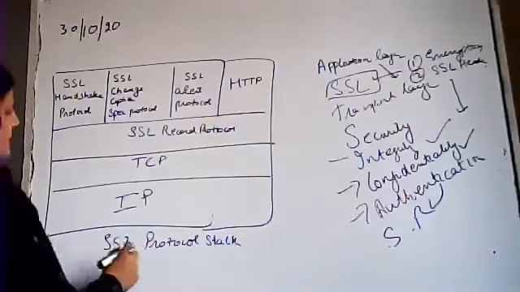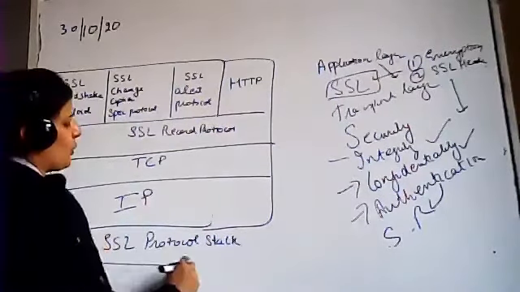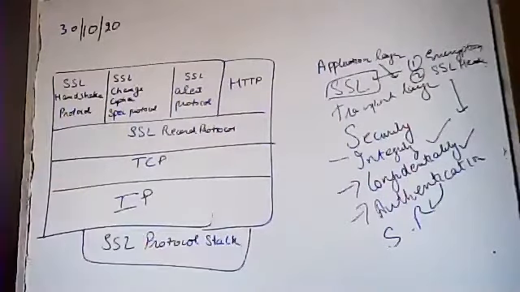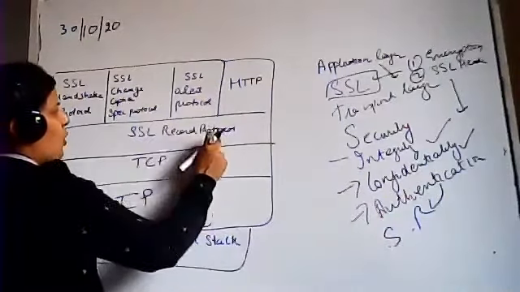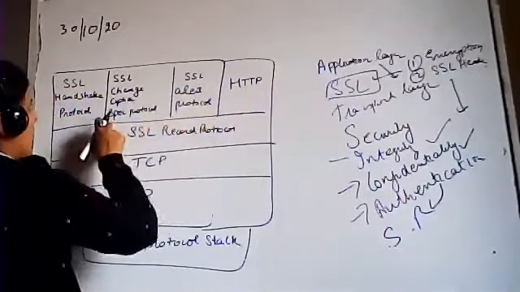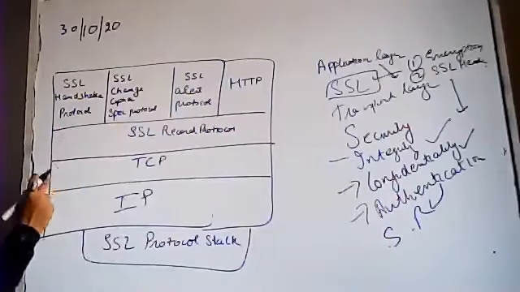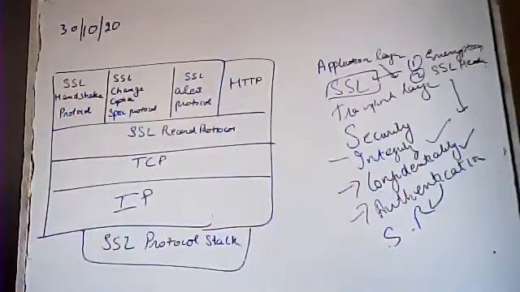Now this is the SSL protocol stack. It is very important to know what different protocols we are using in SSL. We have IP, TCP, SSL record protocol, HTTP, SSL alert protocol, SSL change cipher spec protocol, and SSL handshake protocol. I again repeat, we have a total of 7 protocols in SSL.